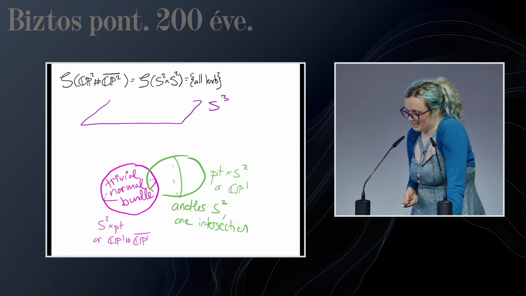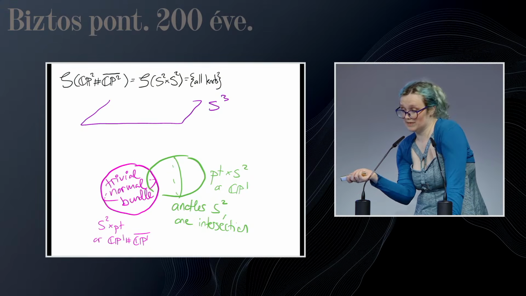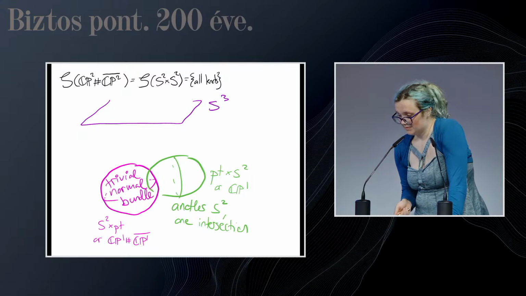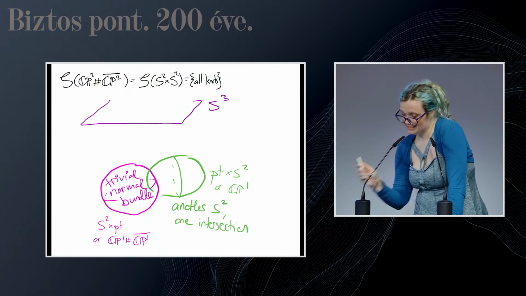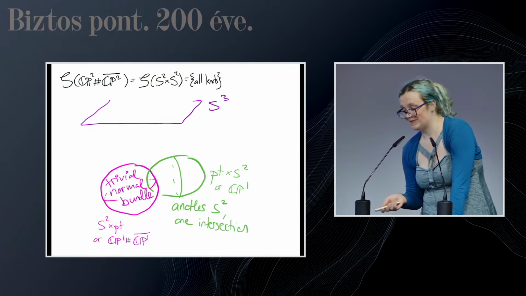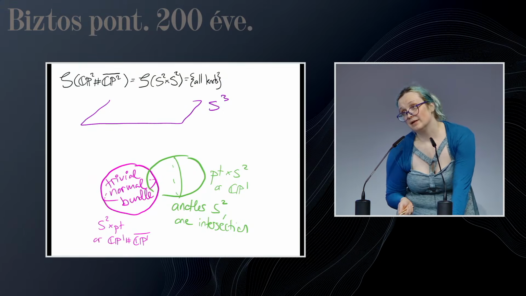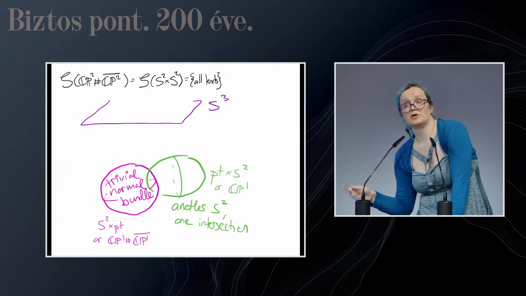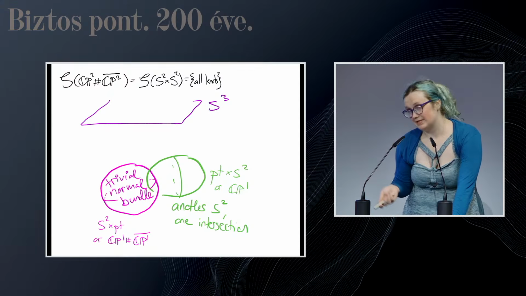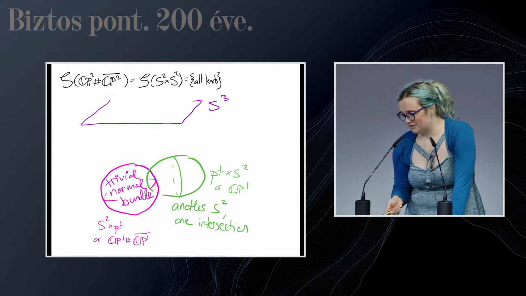But the trick is, in both of these 4 manifolds, I have two very interesting spheres. So I put one in pink, and that's a sphere like S2 cross point, if I'm in S2 cross S2, or maybe it's CP1 connected sum CP1 bar, but it's a sphere which has trivial normal bundle. And then I also have another sphere, and they intersect once, and it's just another sphere.